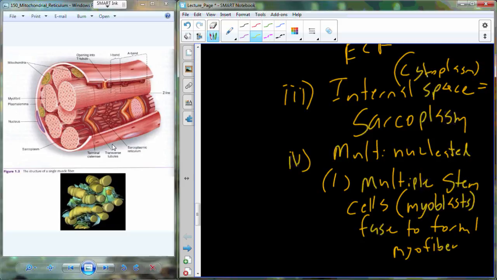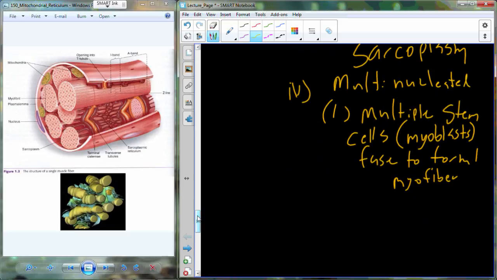Now, notice that we have a whole bunch of stuff packed away inside of the sarcoplasm in addition to multiple nuclei. This is where things maybe get a little bit more confusing if you don't keep up on the terminology. What is a whole muscle fiber called? What's another name? Myofiber, right? So we have myofiber, which refers to the whole muscle cell.